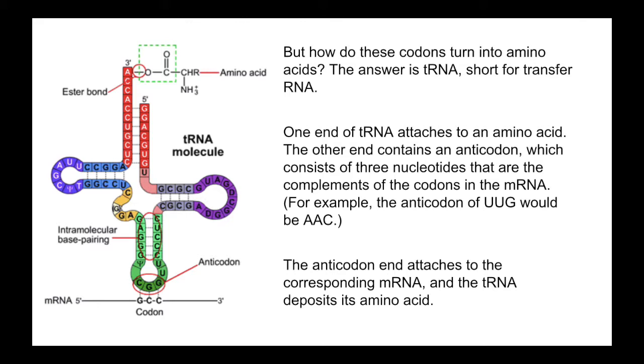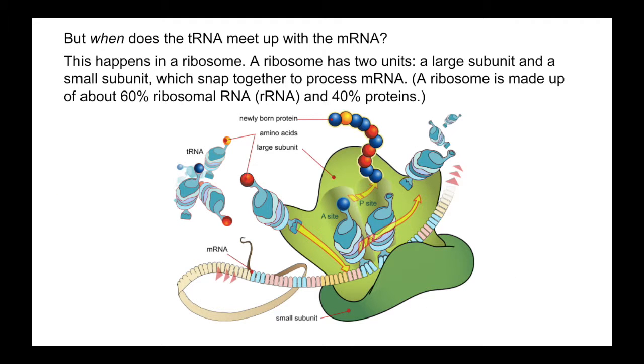Part of the answer is transfer RNA. It's essentially a delivery system. Look at its structure. It has one end that attaches to an amino acid and the other end that contains an anticodon, which is a complement of a certain codon. The tRNA and the mRNA meet up in the ribosome, which is made up of proteins and ribosomal RNA. A ribosome has 2 units, a large subunit and a small subunit, which snap together to process mRNA.